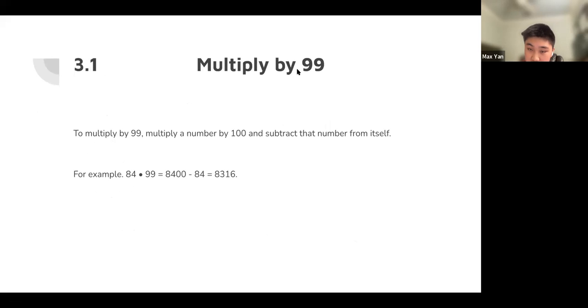Okay, what if we multiply by 99? To multiply by 99, we multiply a number by 100 and subtract that number from the 100 times that number. So 84 times 99 is equal to 84 times 100 minus 84, and we get 8,316.